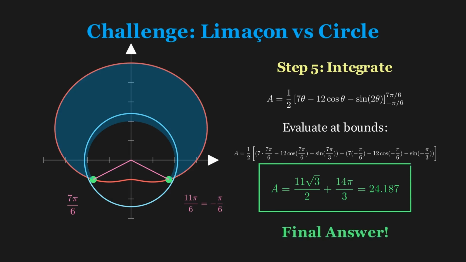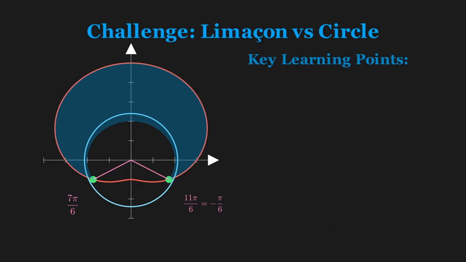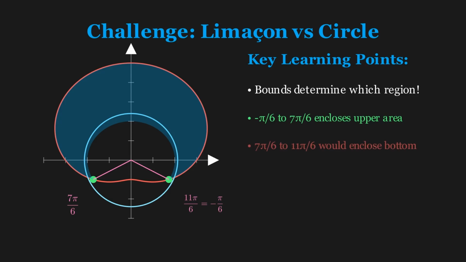Now evaluating the bounds and simplifying, we get A equals 11 root 3 over 2 plus 14 pi over 3, which is approximately 24.187. Here are some key takeaways. The bounds determine the region you calculate. Using -pi over 6 to 7 pi over 6 gave us the upper area, but using 7 pi over 6 to 11 pi over 6 would have given us the bottom area. So it's always important to check the region visually.